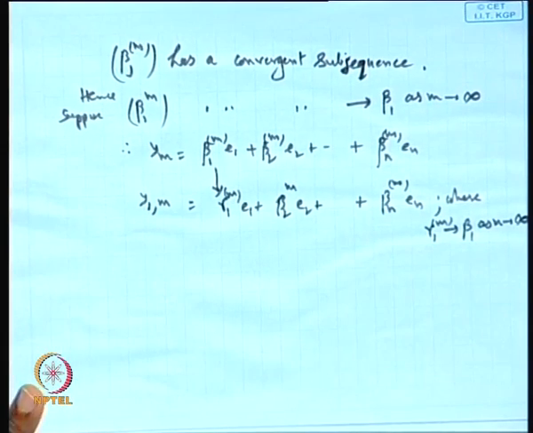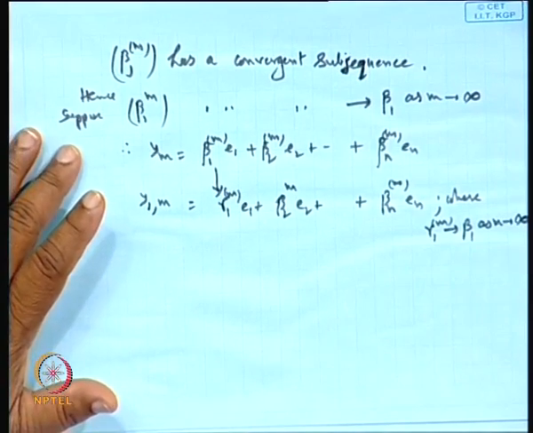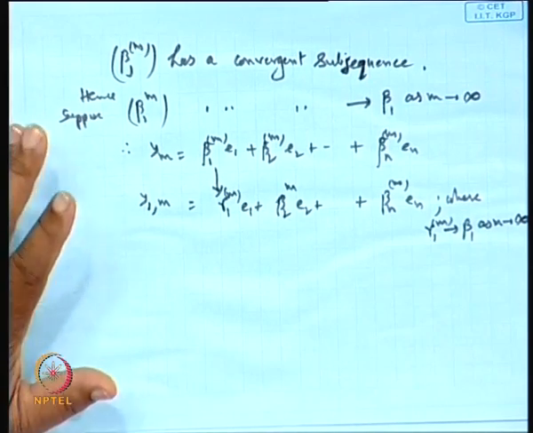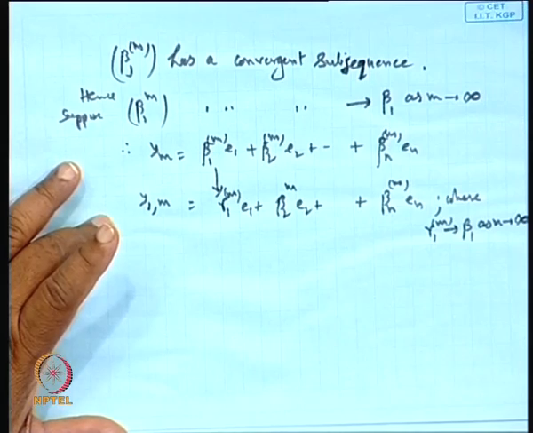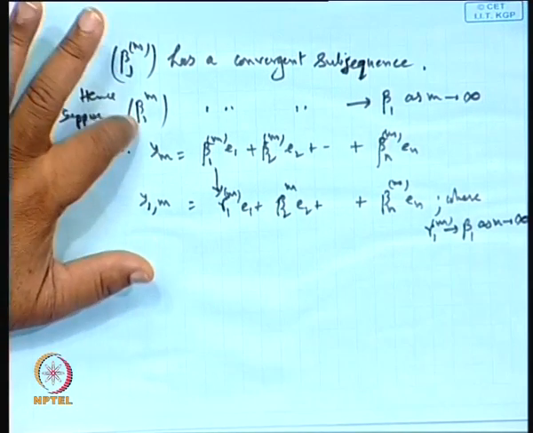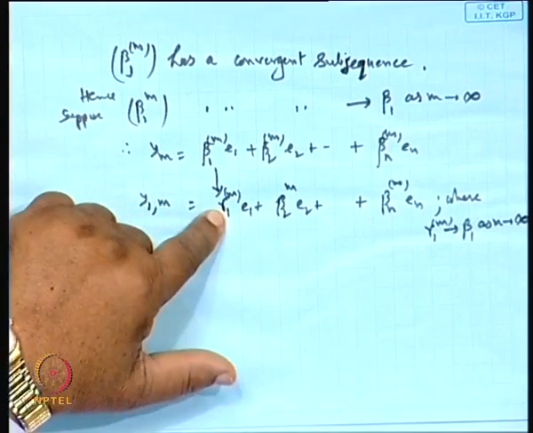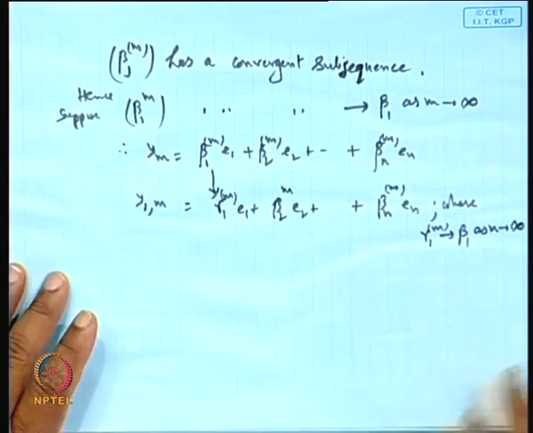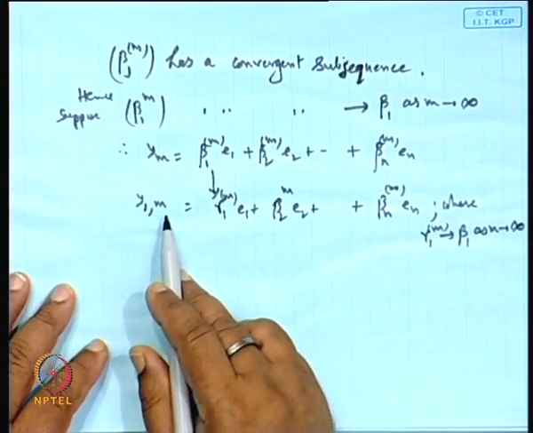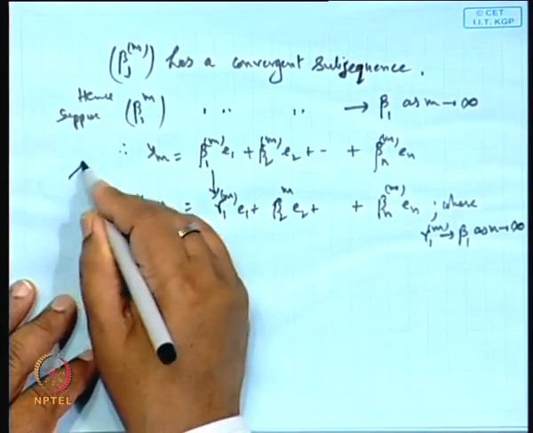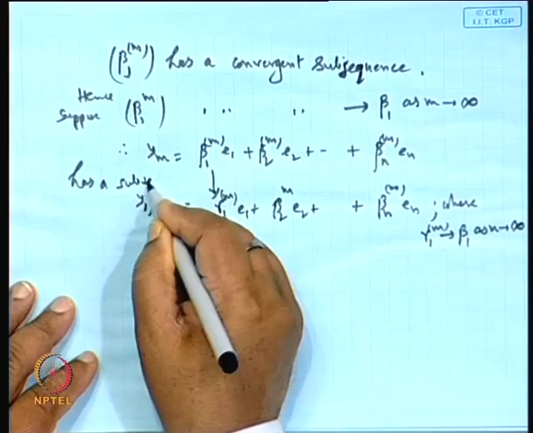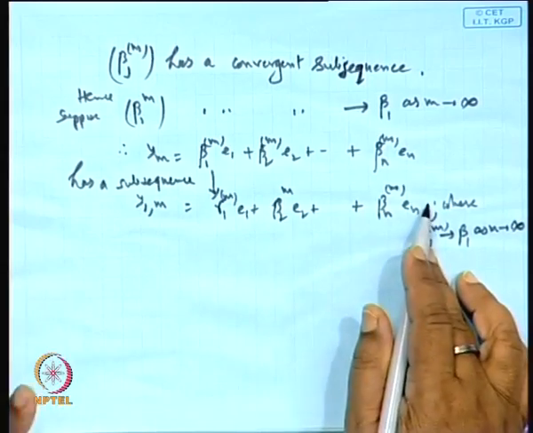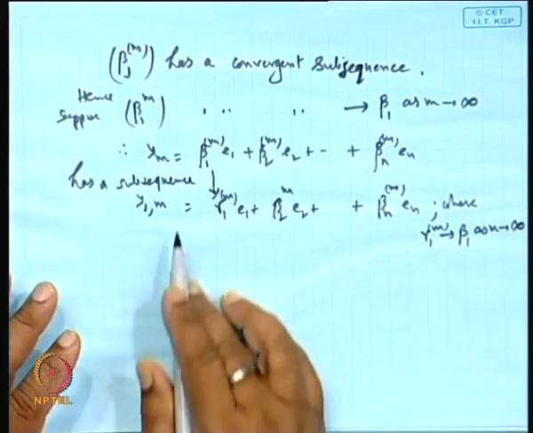Is it okay now? By the Bolzano-Weierstrass theorem, if a sequence is a bounded sequence of real numbers, then it has a convergent subsequence converging to a certain point. So, this beta 1 m has a subsequence, say gamma 1 m, which goes to beta 1 as m goes to infinity. Clear? Hence, we have a sequence y 1 m which is a subsequence of y m, which has this representation. Continue this.